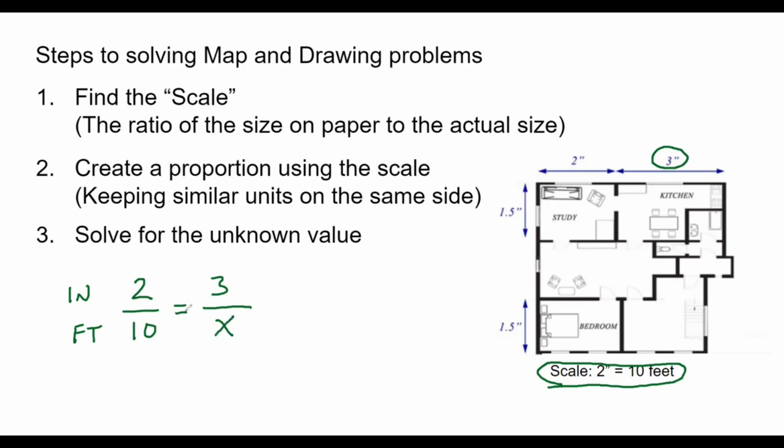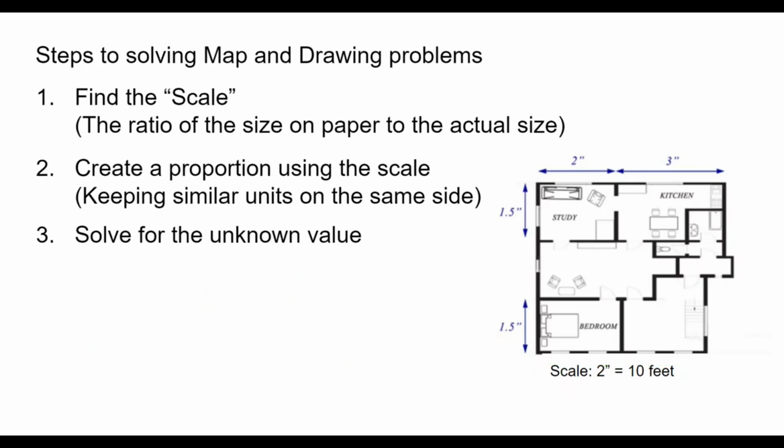Then we cross multiply. 2 times X is equal to 3 times 10. That's 30. Then we divide both sides by 2, because we're trying to cancel this 2 out. We're dividing by what X is being multiplied by. That leaves us with X is equal to 30 divided by 2, which is 15. And that is 15 feet. If we built the house that's drawn here with this scale, the kitchen would be 15 feet wide. All right, we're going to take a look at some more examples here.